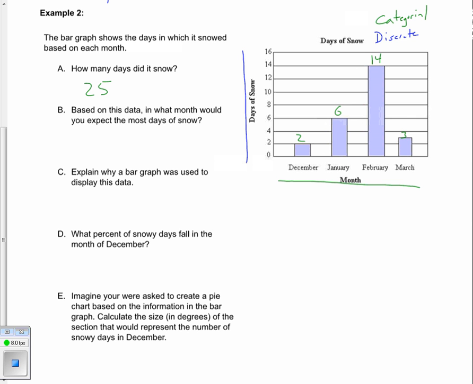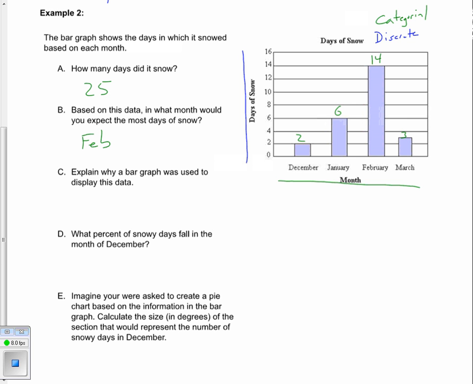Based on the data, in what month would you expect the most days of snow to occur? If we just look at this bar graph, we notice that the February bar is significantly higher than it is for December, January, or March. So I would say February is the month in which I would expect most snow to fall.